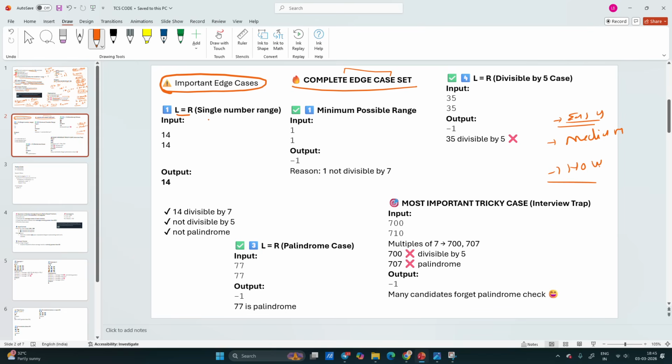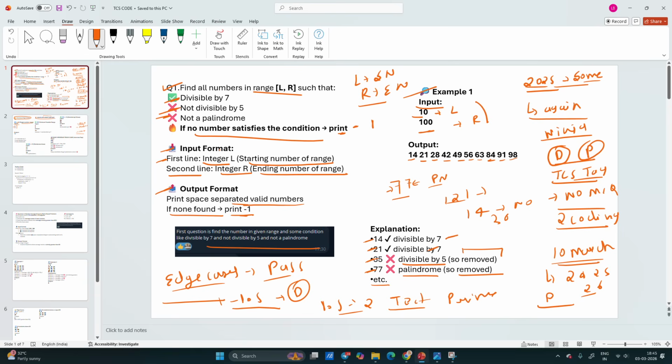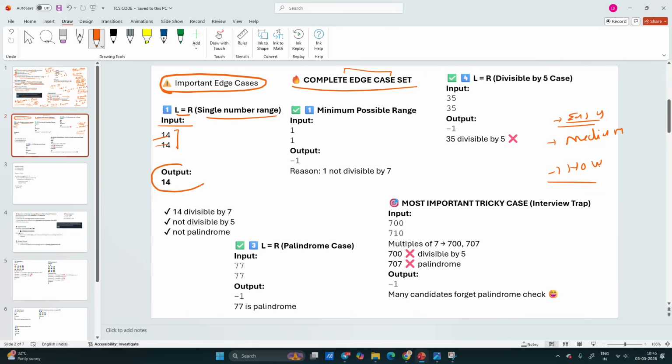First of all, L equals a single-number range, input 14 14. The conditions are that the number is divisible by 7, not divisible by 5, and not a palindrome. This condition is satisfied, so 14 is the output. 14 is divisible by 7, not divisible by 5, and not a palindrome. The minimum possible range is input 1 and 1. Since 1 is not divisible by 7, the output is -1.